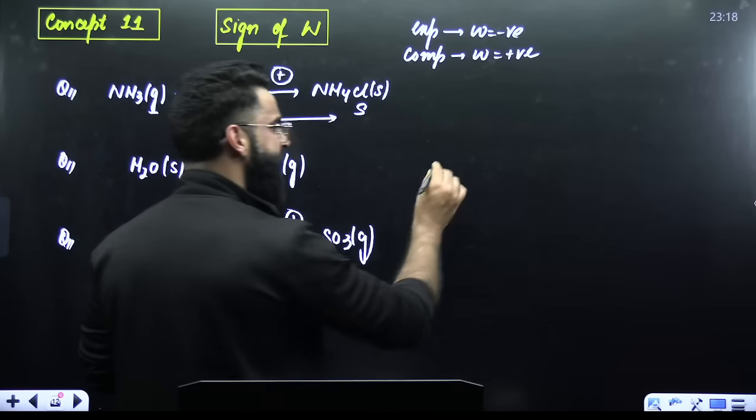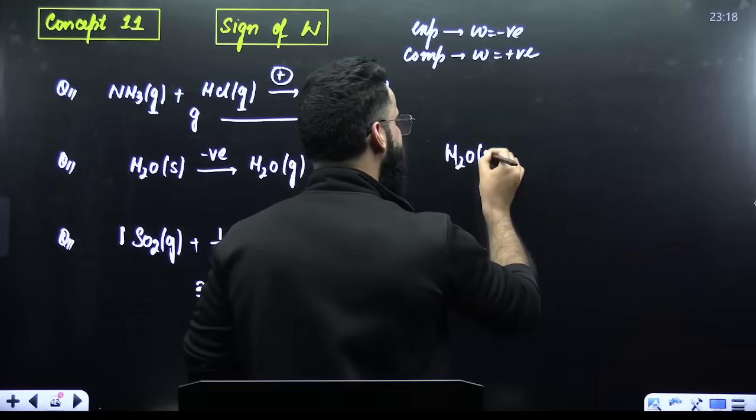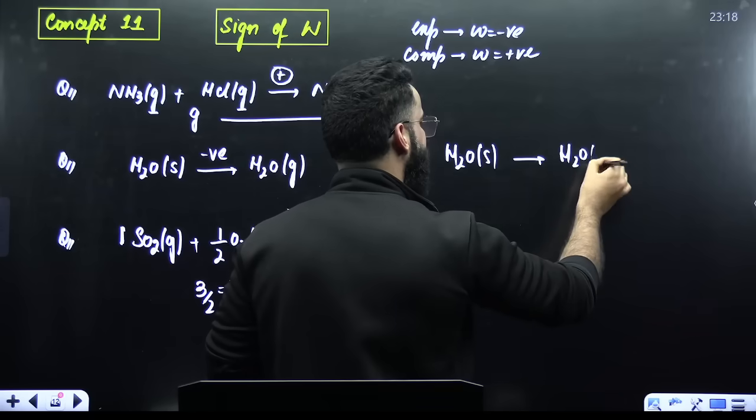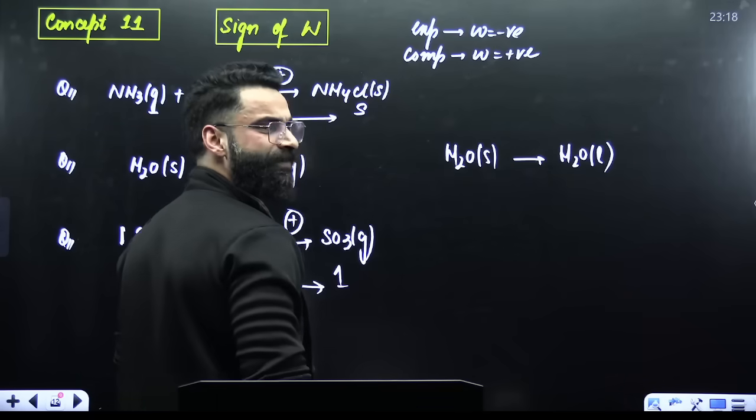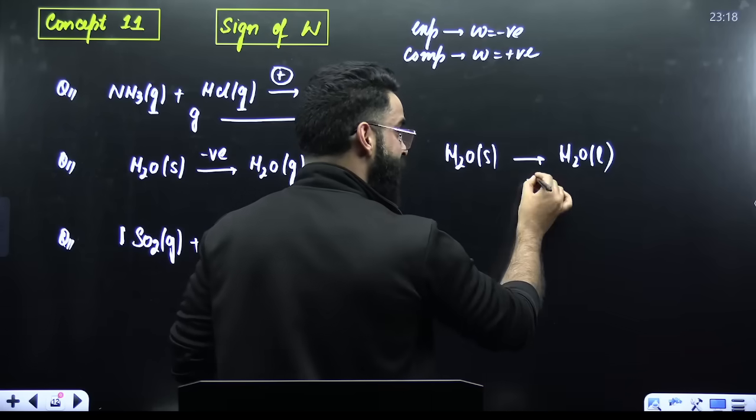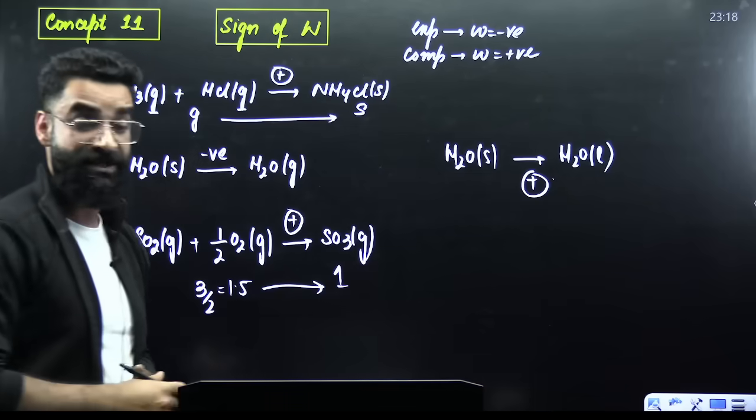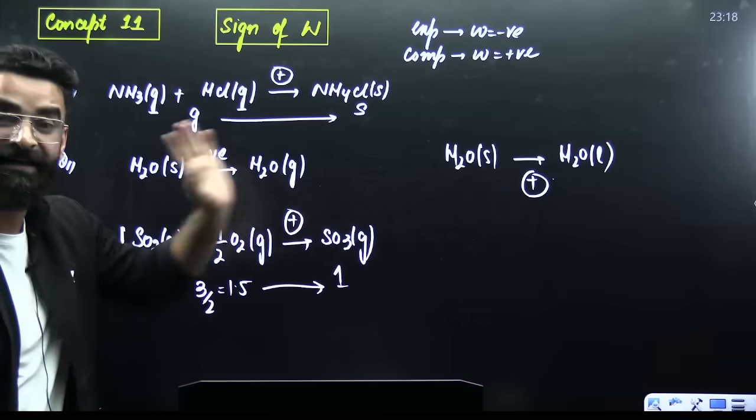Right? There is one exception here, my dear students. H2O solid, when it gets converted into H2O liquid, normally what should happen? Normally it should be the case of expansion. So W value should be negative. But remember, in this particular case, W value is positive. It is a case of compression, basically. Okay? Remember this as an exception.